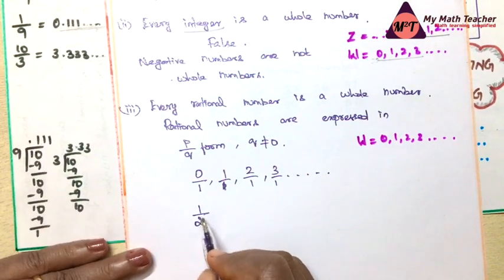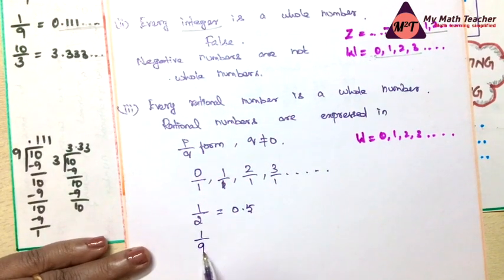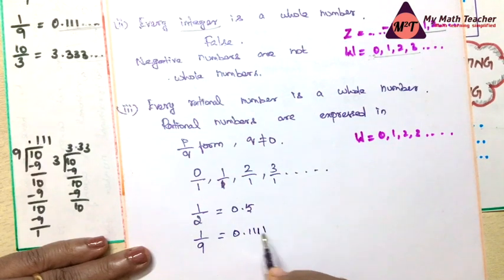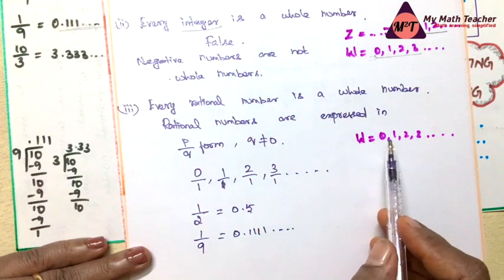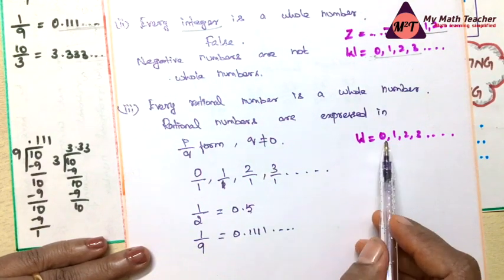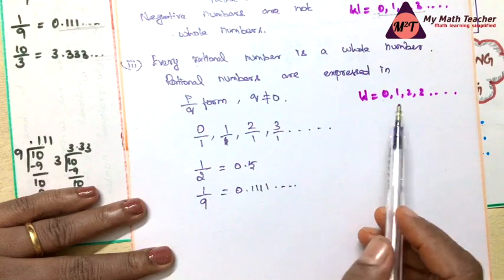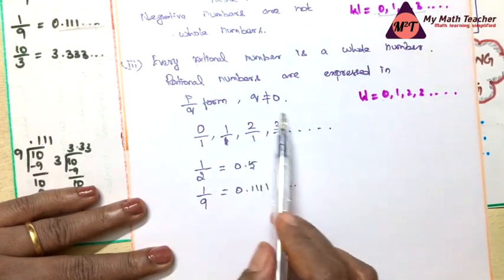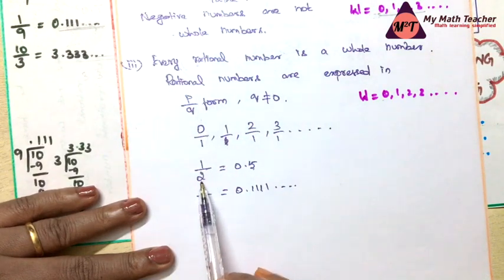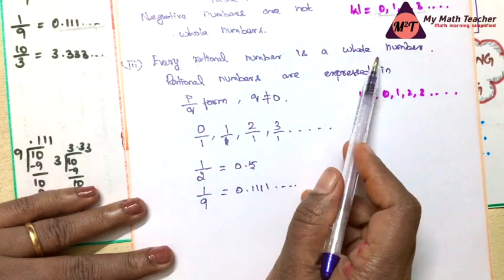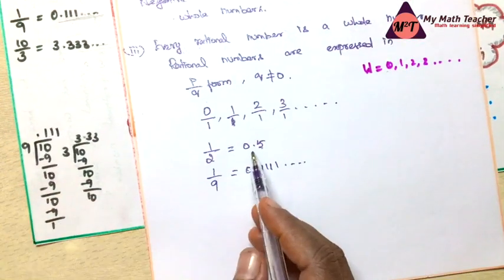If you notice here, 1 divided by 2 is 0.5. And the example 1 by 9, which is 0.111. As we can see, this 0.5 is not a whole number, as whole numbers don't have any decimals. We can't say 1 by 2 and 1 by 9 belong to whole numbers. So therefore, we can say that whole numbers can be expressed in P by Q form, whereas rational numbers, for example 1 by 2 and 1 by 9, cannot be expressed as whole numbers. These numbers are definitely not whole numbers. Therefore, the statement is false.